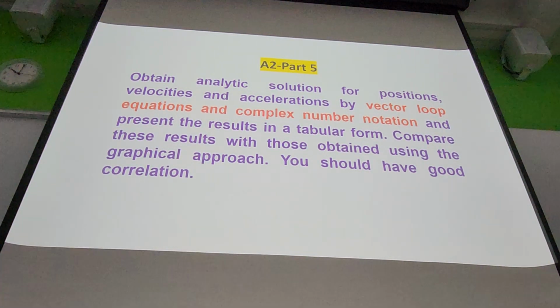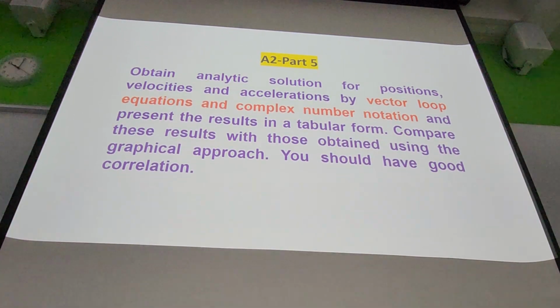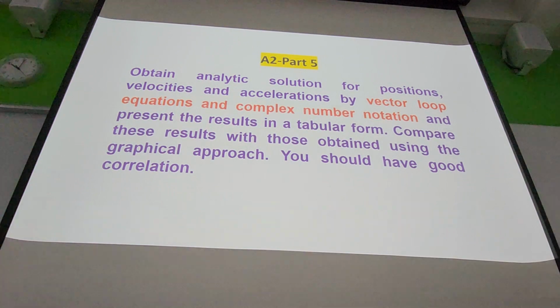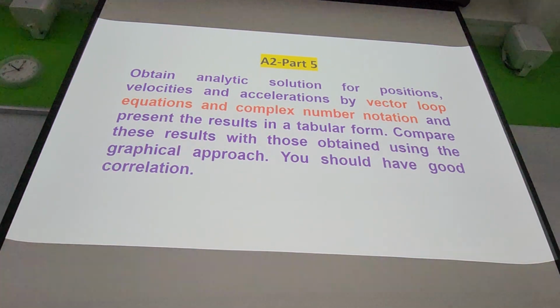Okay, so now the second part of the assignment. Obtain analytical solution for positions, velocities, and accelerations by vector loop equations and complex number notation, and present the results in a tabular form. Compare these results with those obtained using the graphical approach. You should have good correlation.